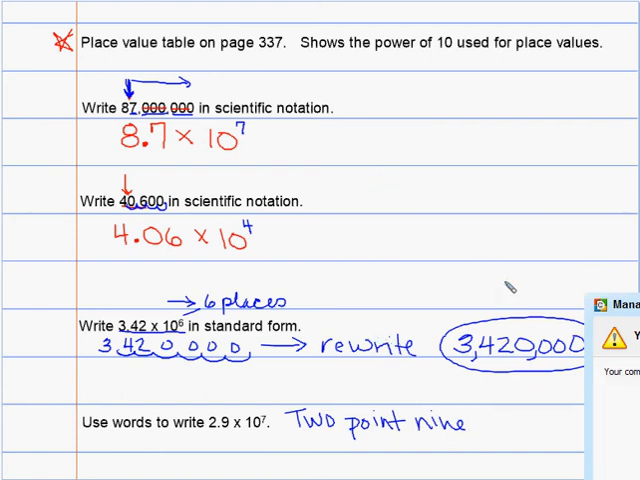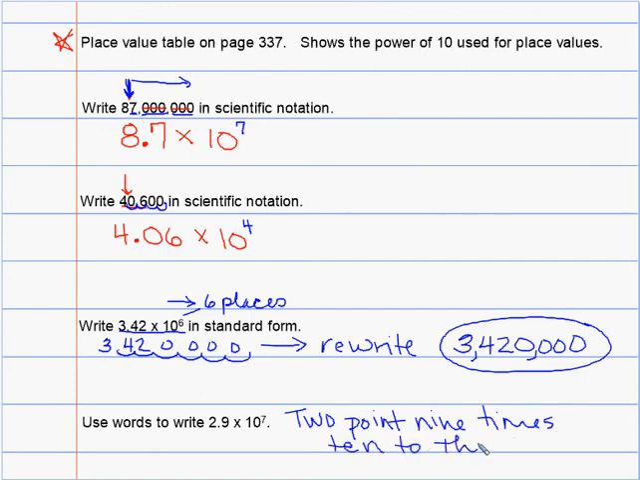and times, so we're going to write 2.9 times 10 to the 7th power. Okay, now when it says use words, please do not write the number 2 and the number 9 and the number 10 and the number 7. Write those words out.